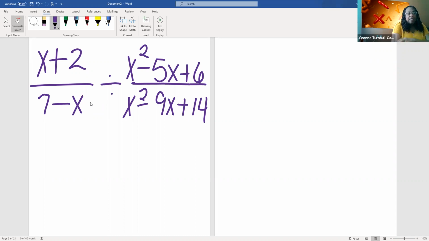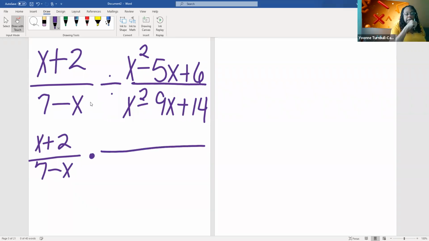All right. If we look at our first fraction, there's nothing there to cancel. There's nothing there to factor. So our first fraction is going to stay the same. Let's write x plus 2 over 7 minus x. We're going to change this to multiplication. We'll reciprocate. Do we want to reciprocate and then factor? Let's reciprocate since it's a little bit more involved. Let's reciprocate and we'll factor x squared minus 9x plus 14.